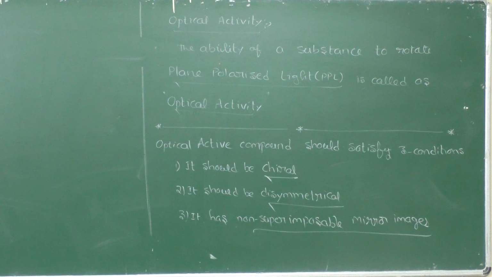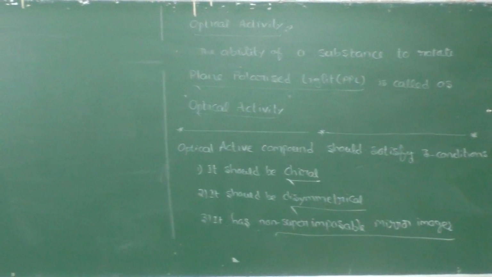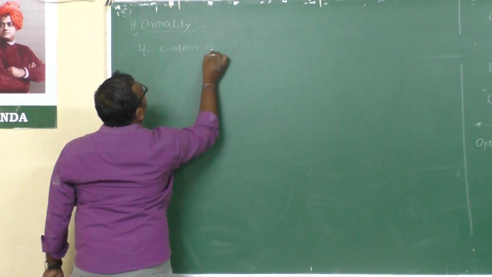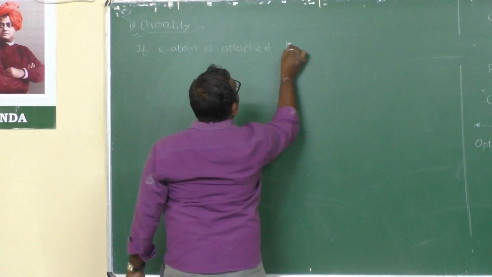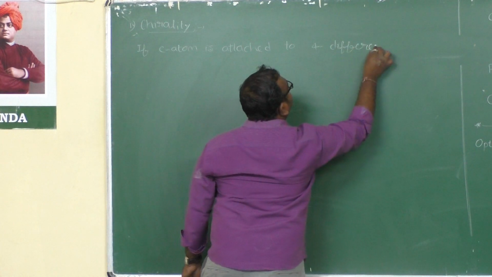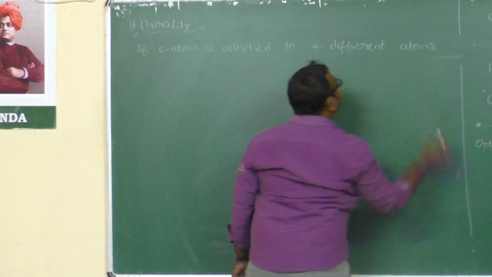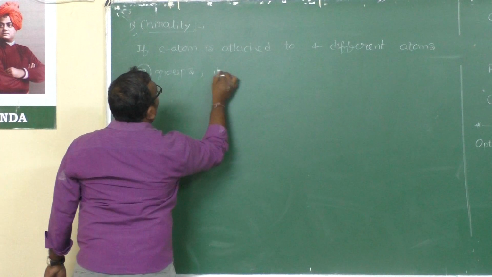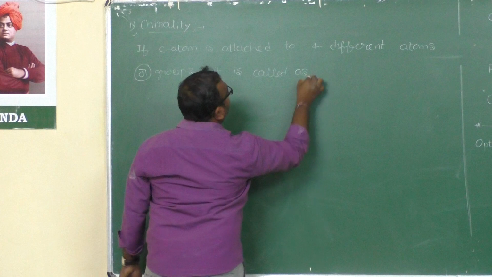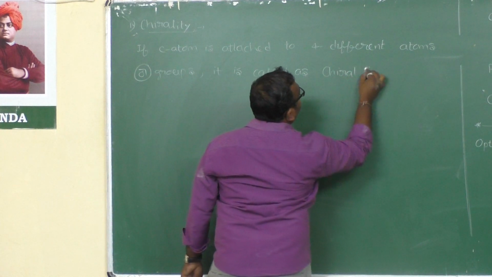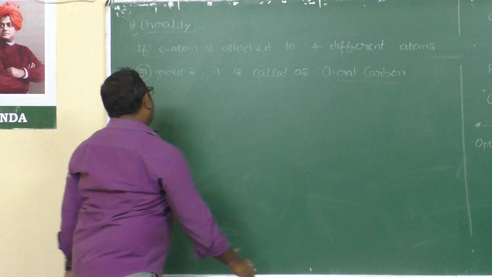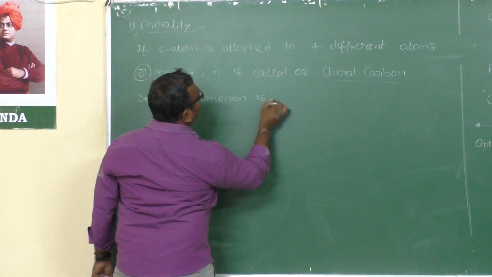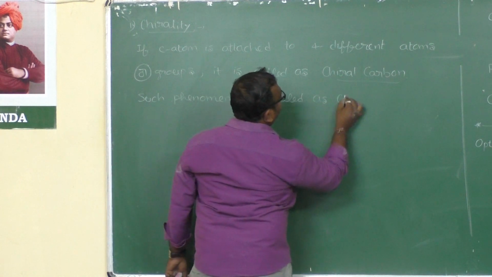First one, chirality. If a carbon atom is attached to 4 different atoms or groups, it is called a chiral carbon. Such a phenomenon is called chirality.